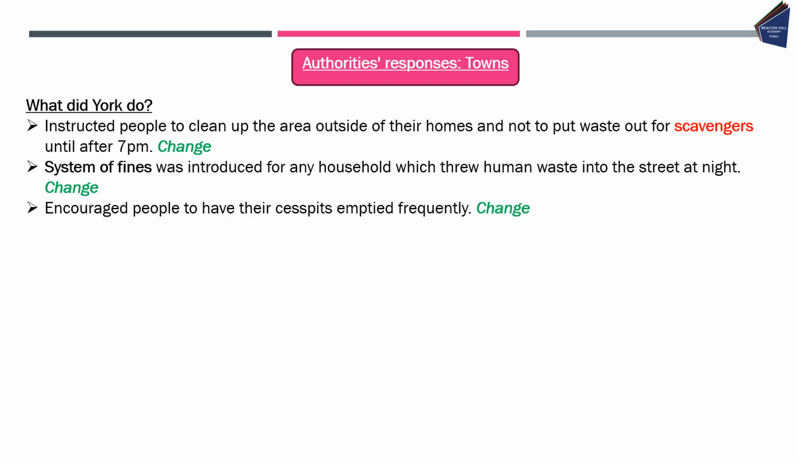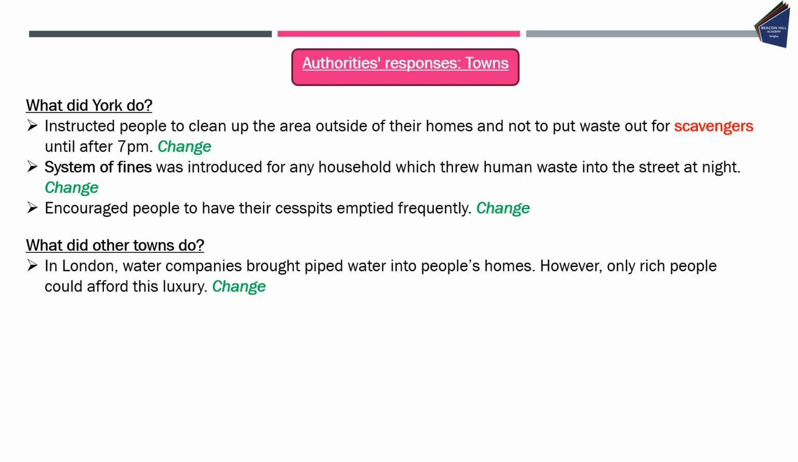They also encouraged people to have their cesspits emptied frequently. This is not compulsory, but again, the encouragement is evidence of the fact that the authorities are starting to intervene, which is a big change from medieval. In terms of other towns around the country, London, first of all, have water companies that bring piped water into people's homes. We've spoken about the fact that only the rich could afford this luxury, but nonetheless, it is going to be cleaner water, which is going to improve public health for the wealthy.